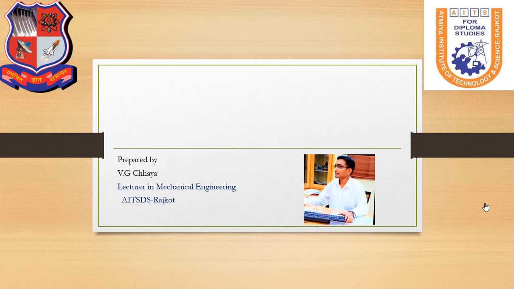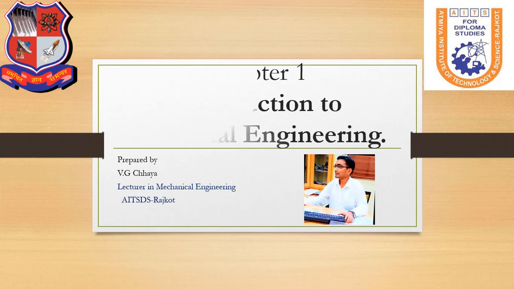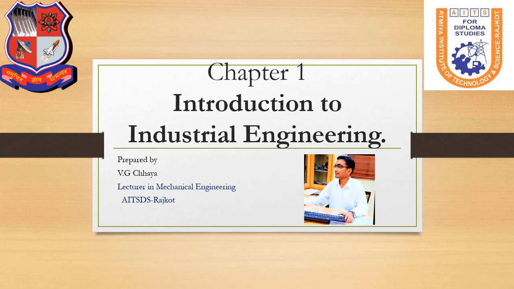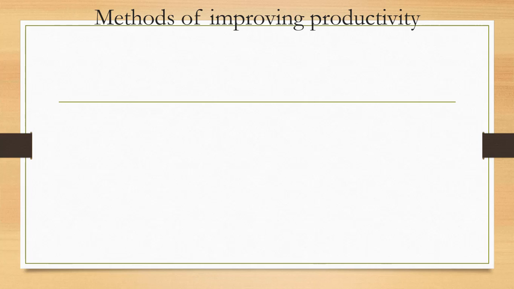We are studying the first chapter of industrial engineering, that is Introduction to Industrial Engineering. Further, we are going to study methods of improving productivity. We have studied a definition of industrial engineering and objective of industrial engineering. We have also studied the definition of productivity and how to increase productivity. We have also studied the productivity prosperity cycle. Now we are going to study the methods of improving productivity.